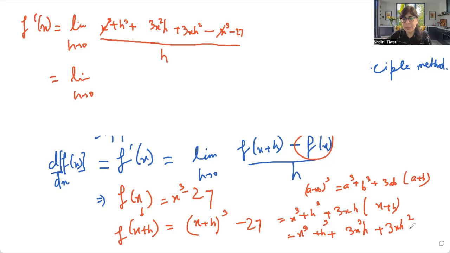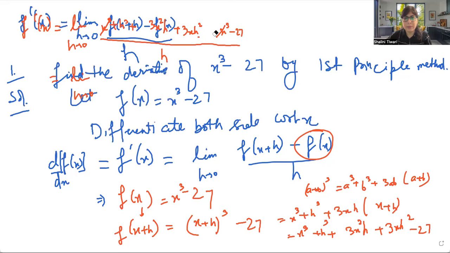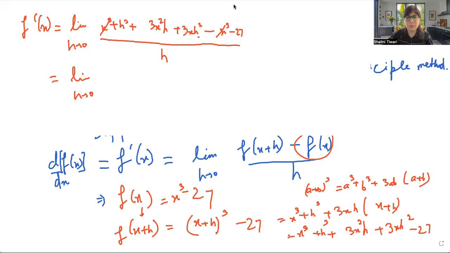And there is one more 27. You can write it over here. So we'll have one more 27. Just wait. Yeah. There is one more 27. I'm correcting over here. Yeah. Now minus 27, because this is 27. So this was here. Minus x cube minus 27. So x cube, I told you that it cancels, and 27 now also gets cancelled to this 27.